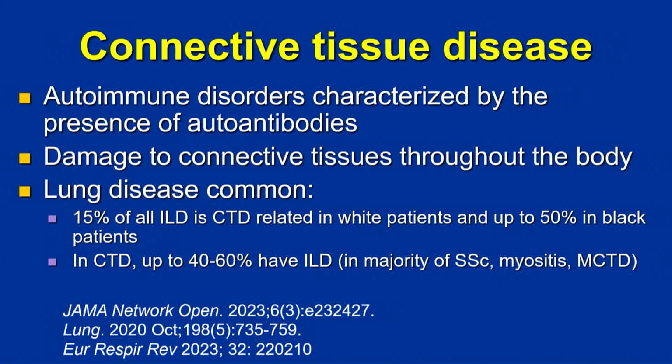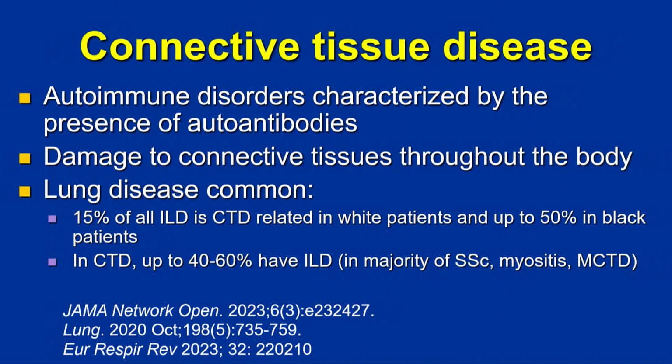All right, so a little bit of 101 for connective tissue disease. As you all know, or most of you know, connective tissue disease is an autoimmune disorder characterized by the presence of autoantibodies. It really requires autoantibodies. And it can damage the whole body, right? Any connective tissue disease process within the body.